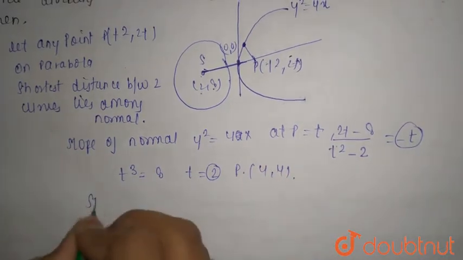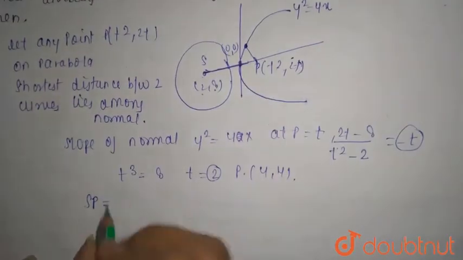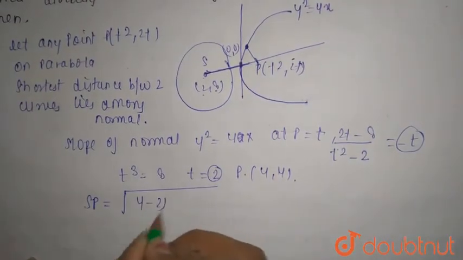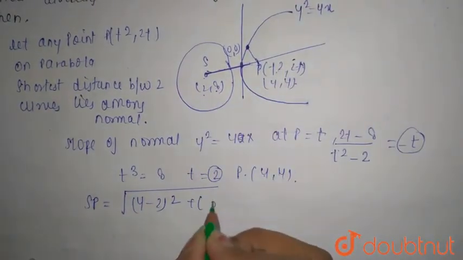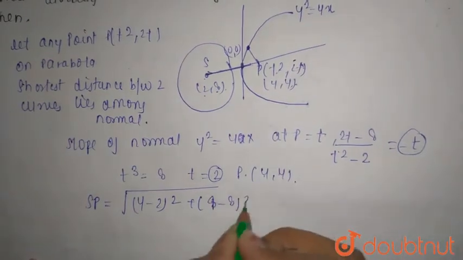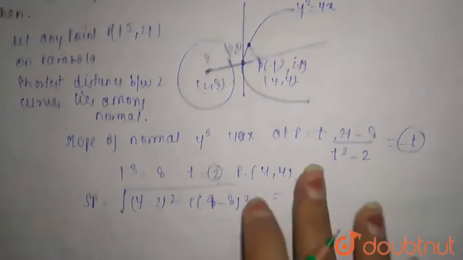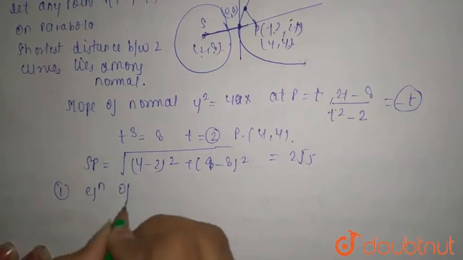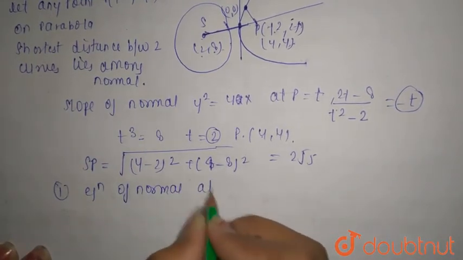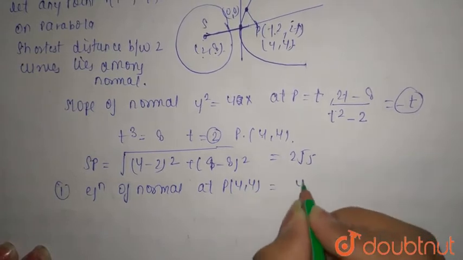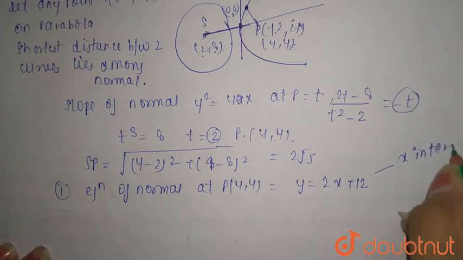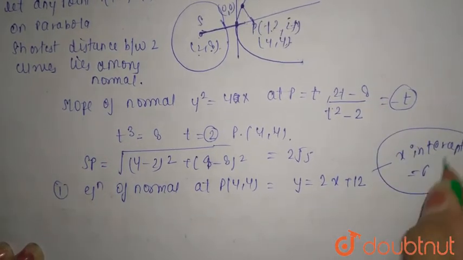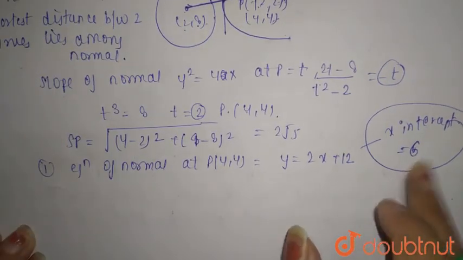Now if you want to find the length of SP, it will be the square root of (4 minus 2) whole squared plus (4 minus 8) squared, because this point is now (4, 4). So this will be 2 root 5. If you want the equation of the normal at P (4, 4), it will be y equals 2x plus 12, where the x-intercept is equal to 6. This is the x-intercept, equal to 6.